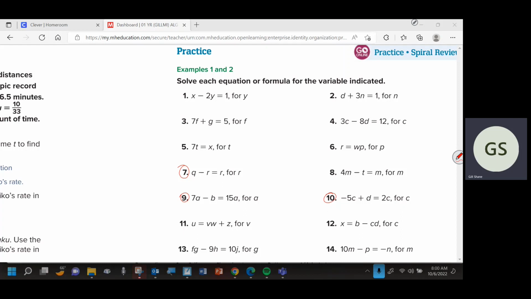Actually, we'll probably start next week. But you can't tell me what that variable equals. All you can do is rearrange stuff.